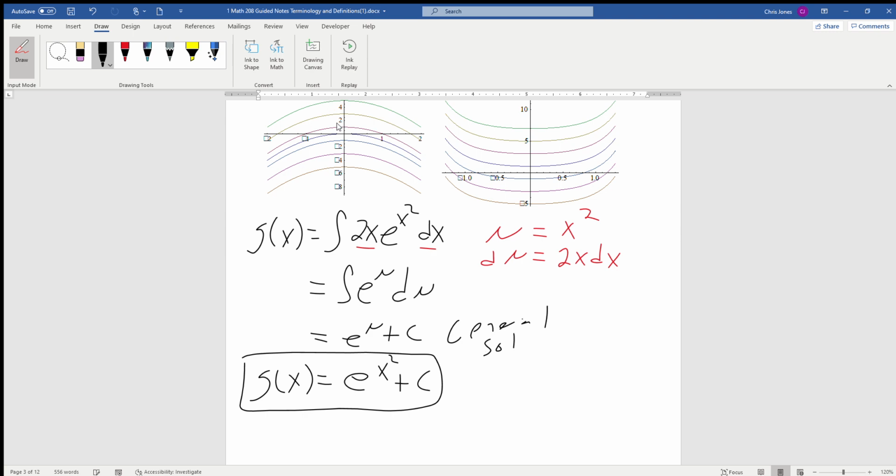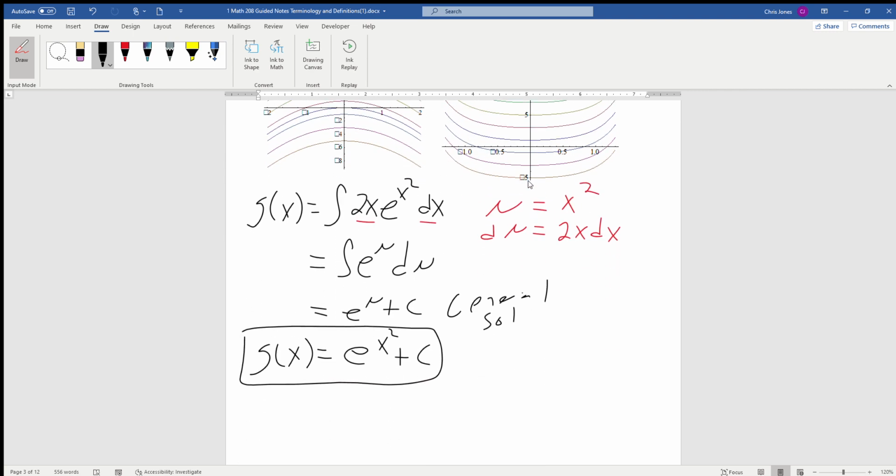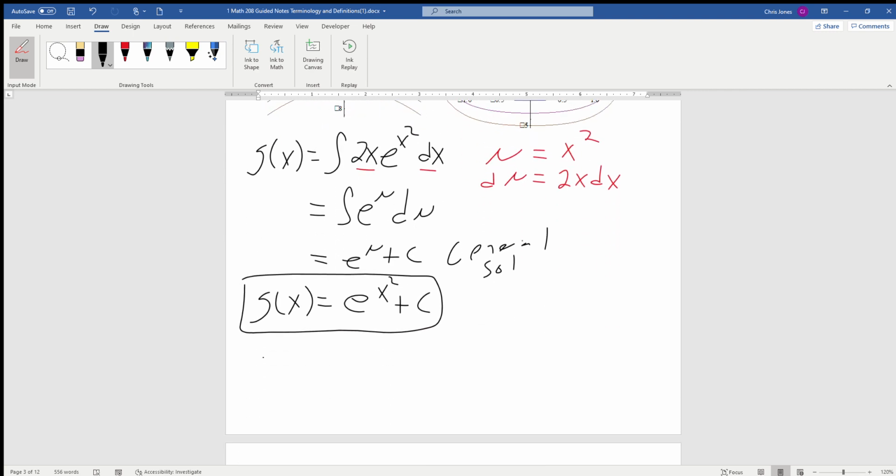However, if we want the particular solution, we know that when x equals 0, y equals minus 5. So all we're going to do is just substitute. Okay, so we go down here. We're going to get negative 5 equals e to the 0 squared plus c. Or in other words, negative 6 is equal to c. Right? And remember, e to the 0 is 1. If we subtract 1 from both sides, we get negative 6.